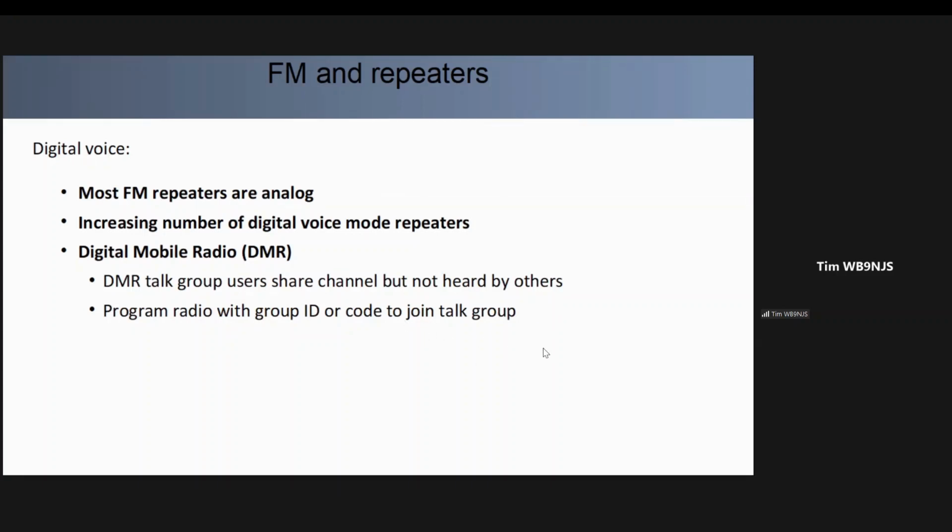Another thing that is used to control access or prevent interference is sometimes a color code. If a color code is used, it must match the repeater color code for access on some DMR repeaters. So: group ID code for talk groups, and sometimes a color code is needed to access a digital repeater.